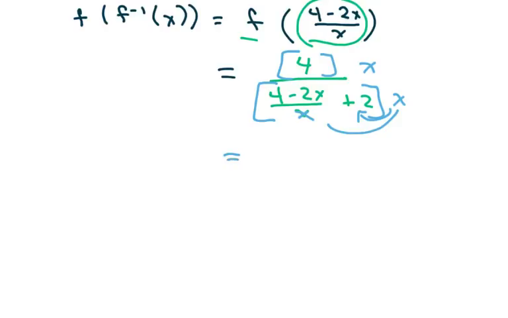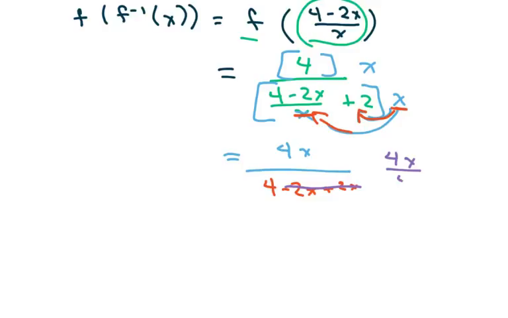The numerator just becomes 4x. What happens in the denominator is this is going to cross out with this one when you distribute the first time. So you just get 4 minus 2x. And then when you multiply these two together, you get plus 2x. So these two cancel, and you get 4x over 4, which equals x. So that checks. That's what we want it to do. And let's do the other way.